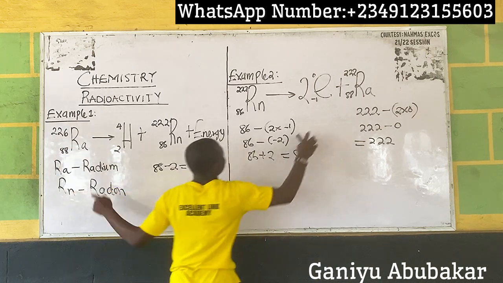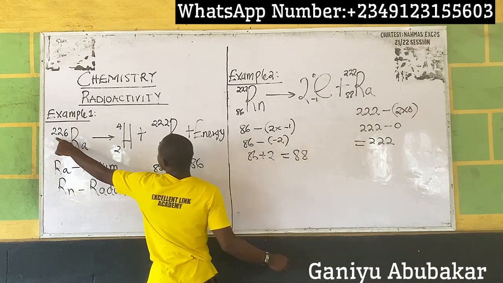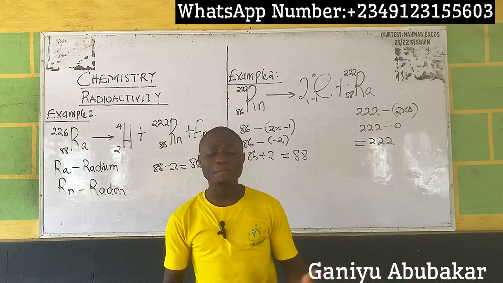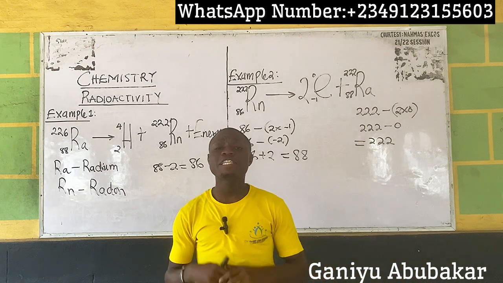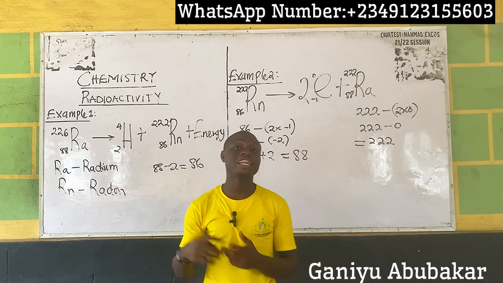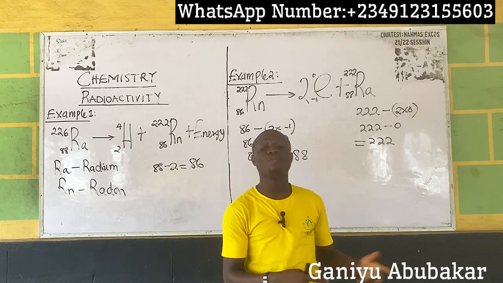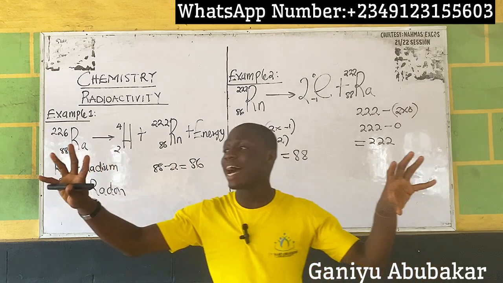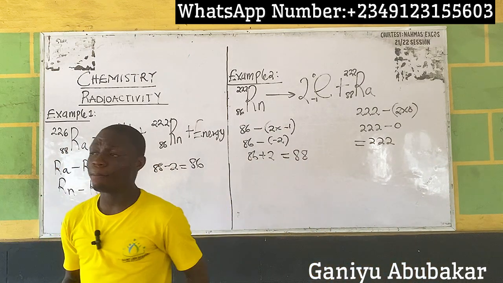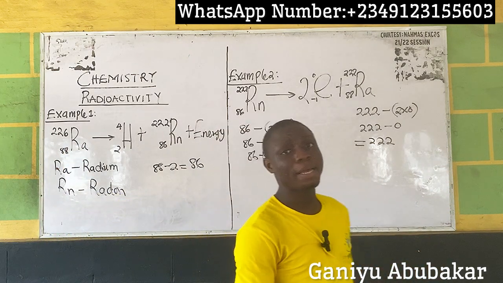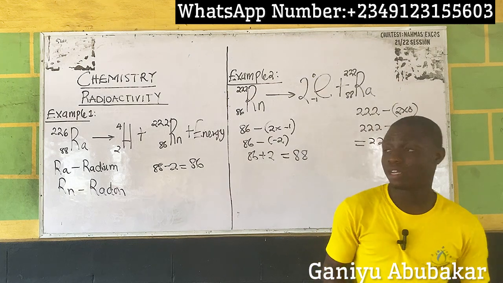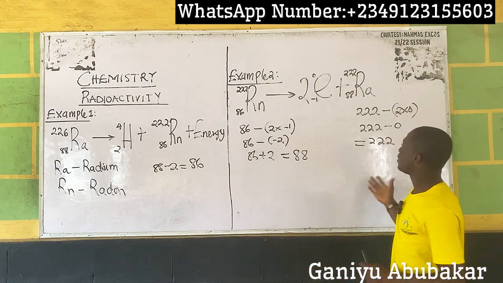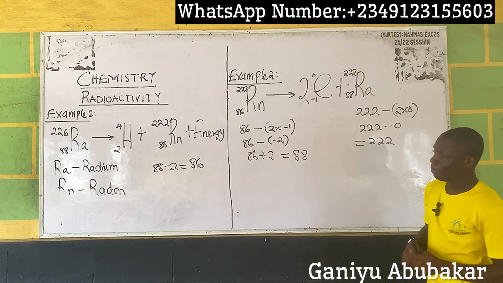Now observe this one and this one here. They both have the same atomic number, but different mass number. So when two elements have the same atomic number but different mass number, they are said to be isotopes. So an isotope is simply when two elements have the same atomic number but different atomic mass, or mass number. All right, this becomes an example under beta decay.